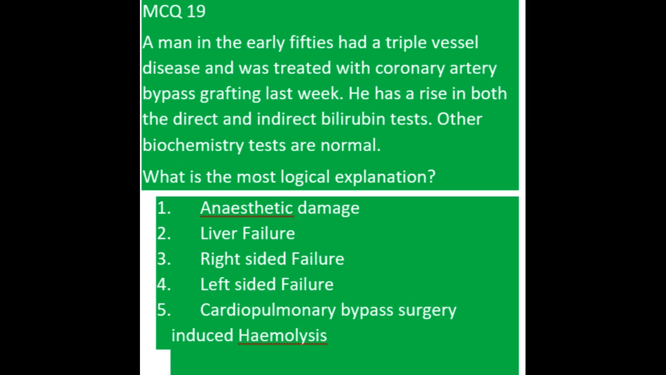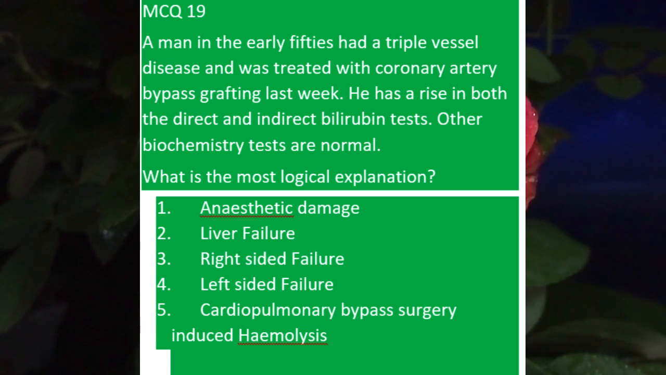Update. Raised levels of direct and indirect bilirubin with no other changes in liver function tests indicates hemolysis on cardiopulmonary bypass. This can be confirmed by demonstration of increased levels of free hemoglobin in plasma. There is no specific treatment for hemolysis on cardiopulmonary bypass.